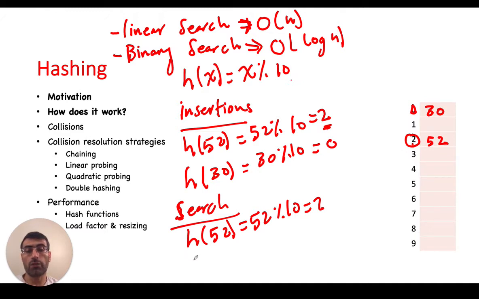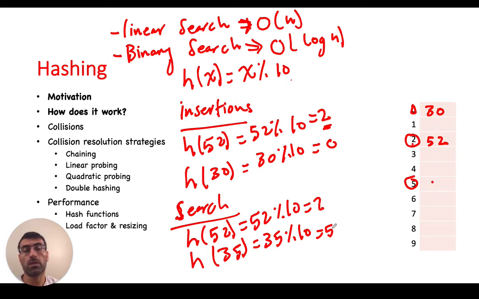Let's say I want to search for 35. So h of 35, do the hash function computation, that's 35 mod 10, which is 5. Now I go to bucket number 5, 35 is not there, so I declare it not found. So that's the basic scheme of hashing.